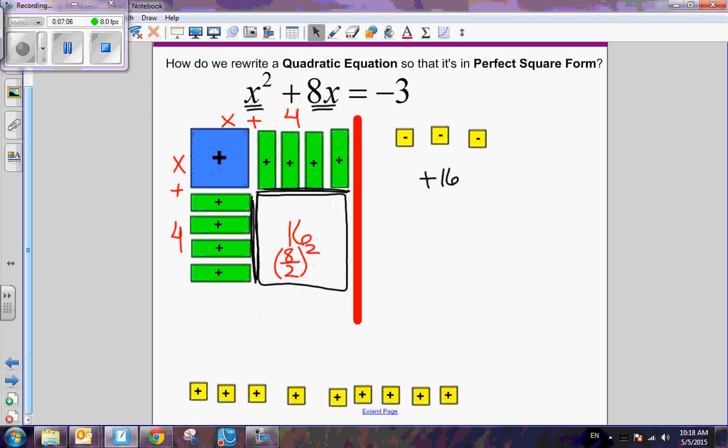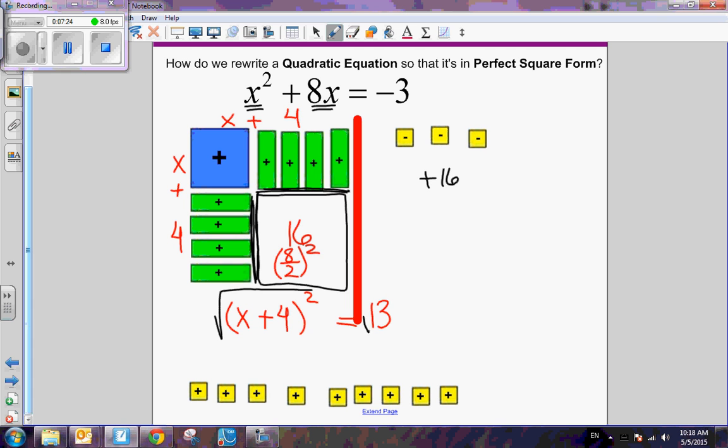You betcha. Because now if I look at the left side, I have the quantity x plus 4 squared is now equal to... well, 16 minus 3 is 13. So now we have a perfect square. And let's go ahead and solve this just to make sure you remember how to do this.